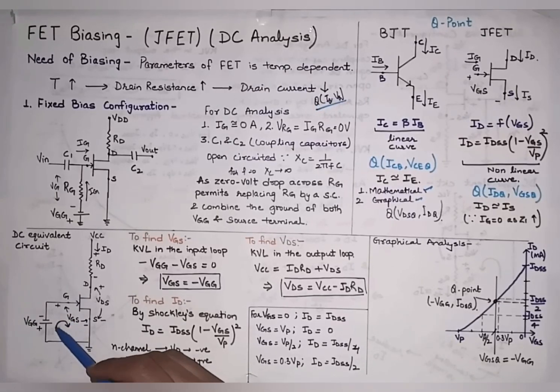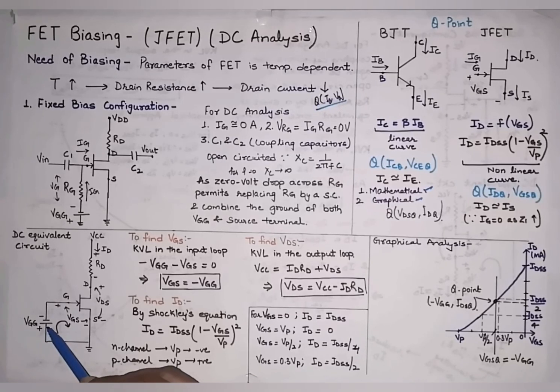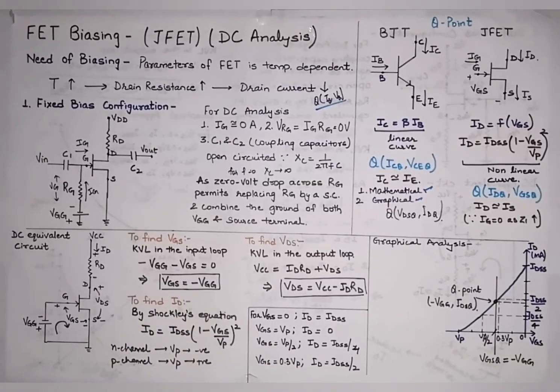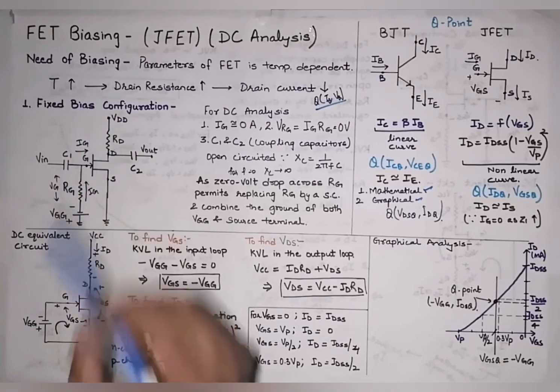As current is going from the negative terminal and coming into the positive terminal, I will take this voltage source negative. So it will be minus VGG, and this is a voltage drop, so it is minus VGS equal to 0, because these are the only two voltage sources available over here. So from this I can say that VGS is equal to minus VGG. Now look here, as the gate to source voltage or the controlling voltage over here is defined by a fixed voltage DC supply, that's why the name over here is fixed bias configuration.